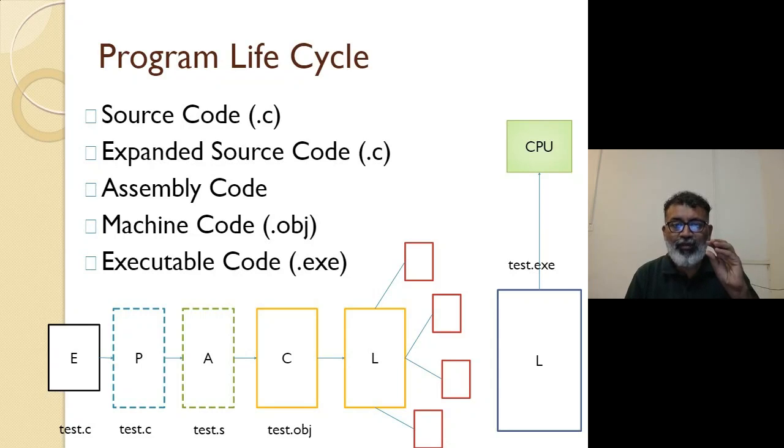For a preprocessor, your source code is input. For an assembler, your expanded source code is input. For a compiler, assembly language code is input. For a linker, your .obj is input. So what does the linker do?